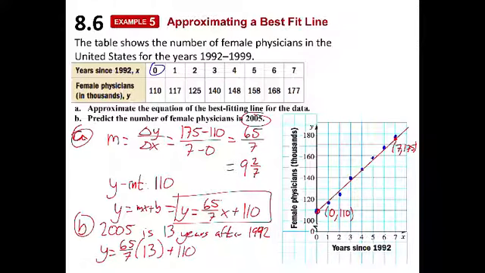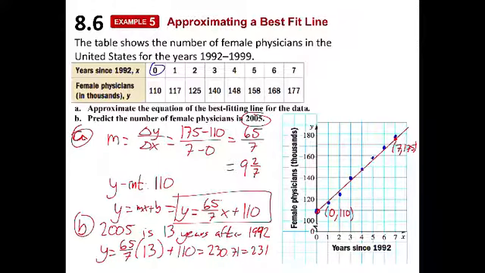Plugging this into your calculator, you got 65 divided by 7 times 13 plus 110. Now, we're going to have to approximate this and round it because you can't have decimal physicians. Because we end up with 230.71. We're going to say that's about 231.